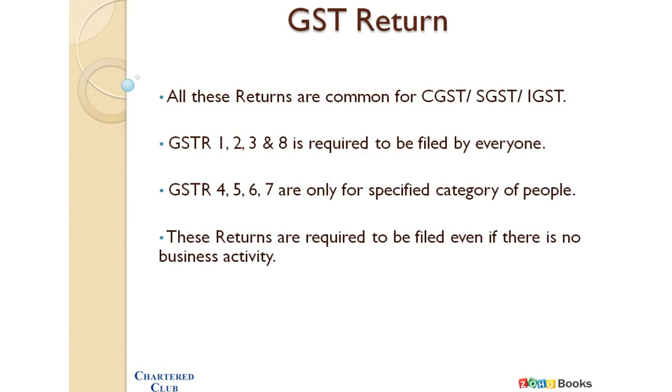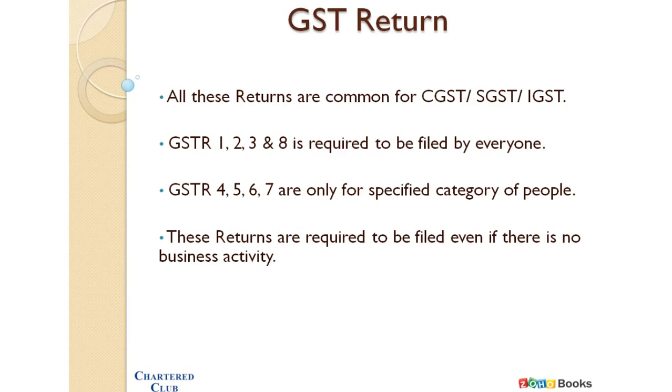These returns are required to be filed even if there is no business activity. These are required to be filed in all the cases. So GSTR 1, 2, 3, 8 is filed by everyone. So these are GSTR 1, 2 and 3. These are monthly returns. So 3 monthly returns.